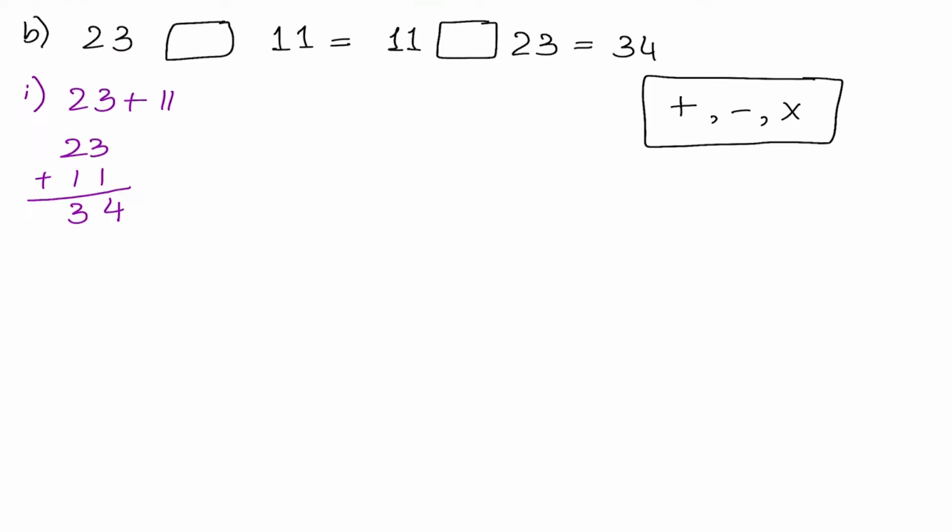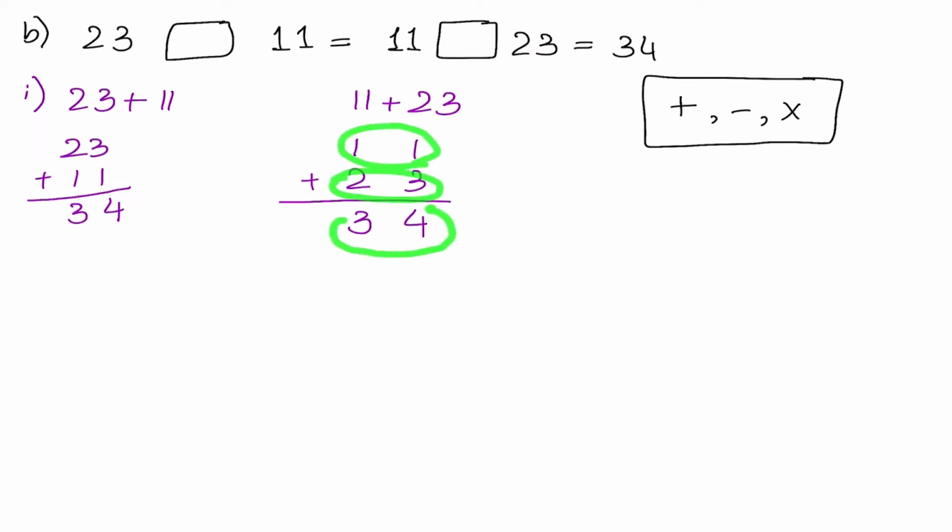Now we will do 11 plus 23. Again, we will write it in vertical form. 11, 23, added. 1 plus 3 is equals to 4. 1 plus 2 is equals to 3. So again, 11 plus 23 is equals to 34. So this is equal to the value here. The mathematical operation that we will write here is plus. So 23 plus 11 and 11 plus 23 is equals to 34.